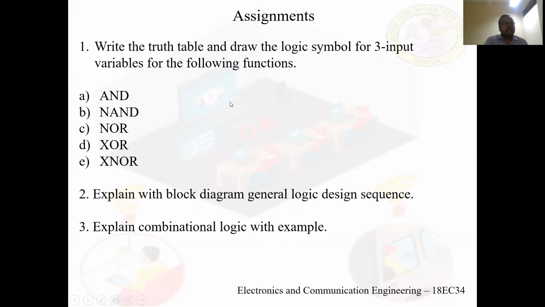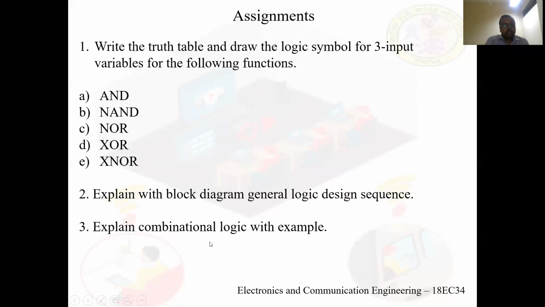And these are the assignments. You need to draw the truth table and logic symbol for 3 input variables. I've explained for 2 input variables. Do the same for 3 input variables. Construct a truth table and also draw the logic symbol. The logic symbol still remains the same, only the number of inputs is 3 instead of 2 as we discussed. And also explain the block diagram of the general logic design sequence. We have discussed this one, explain that, draw the diagram and explain the importance of each of those blocks.